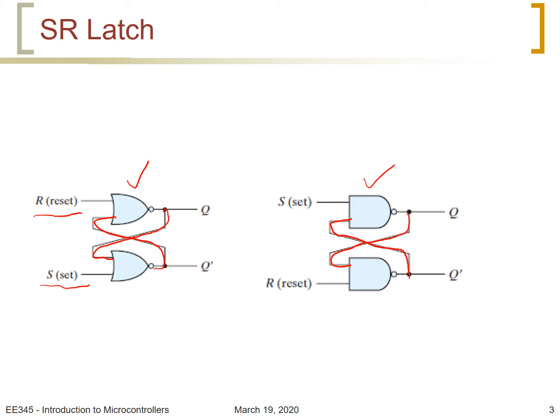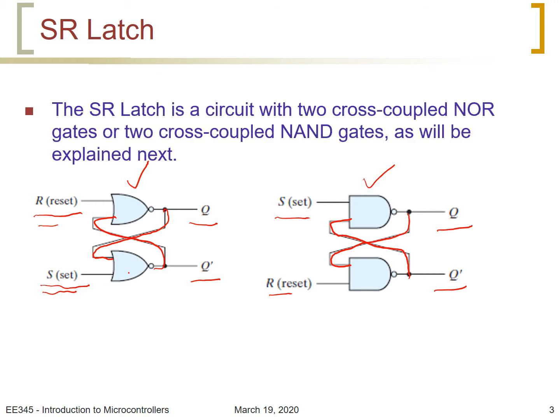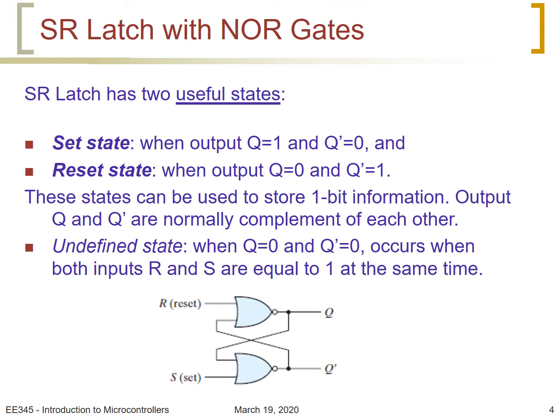Notice that the set here in the NOR gates corresponds to Q prime, while the reset corresponds to Q, whereas the set here has a Q on this gate and the reset has a Q prime on this gate, and these we will derive soon. The SR latch then, in order to summarize, is a circuit with two cross-coupled NOR gates or two cross-coupled NAND gates, as will be explained next. We start with the SR latch with NOR gates first.